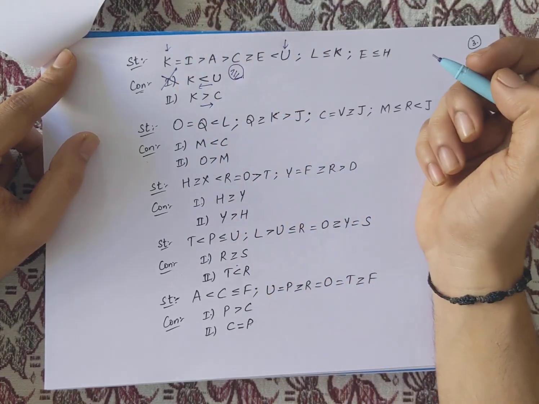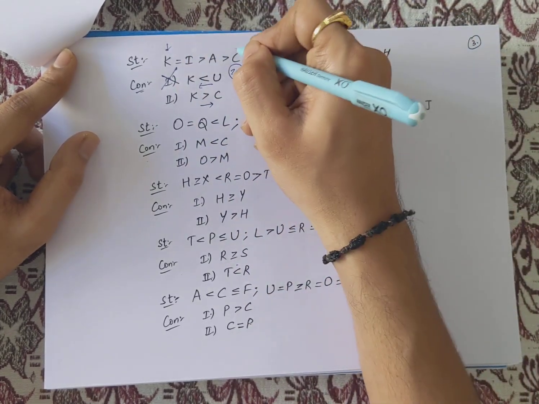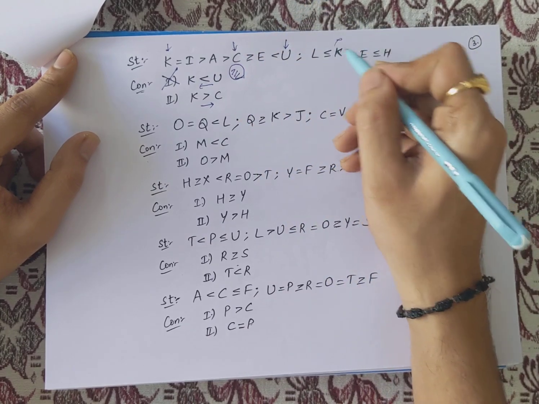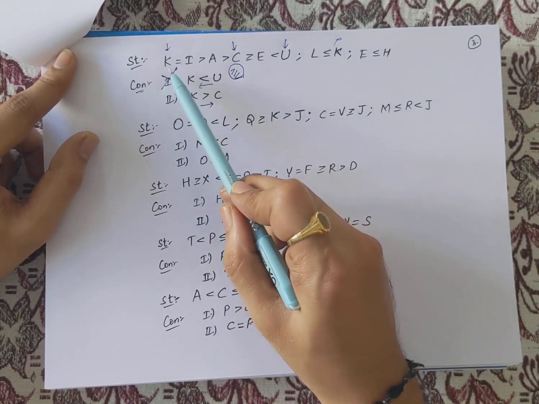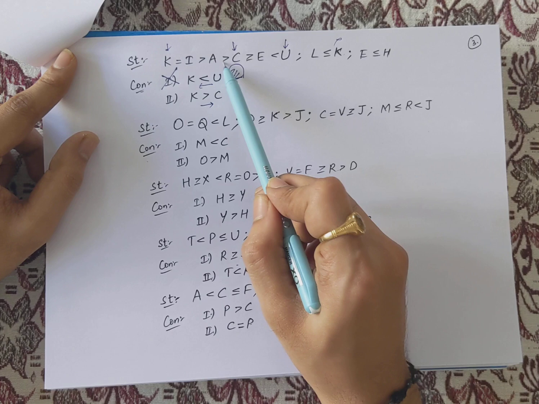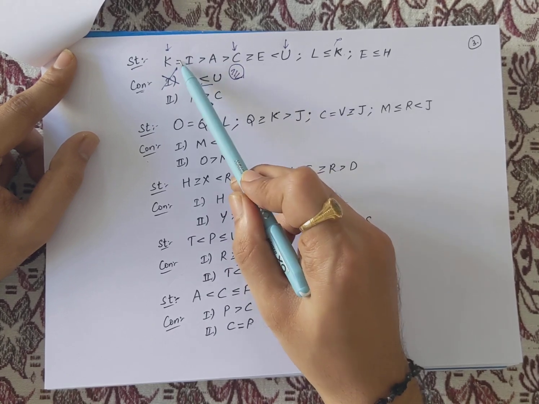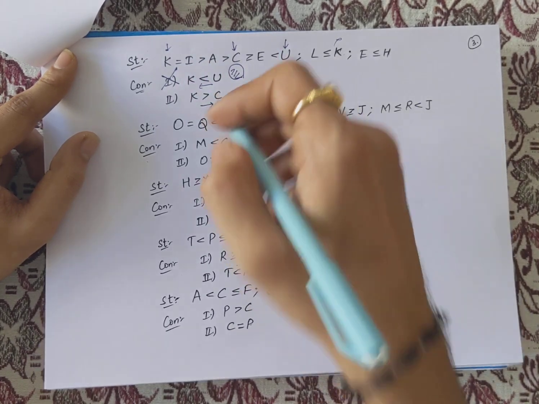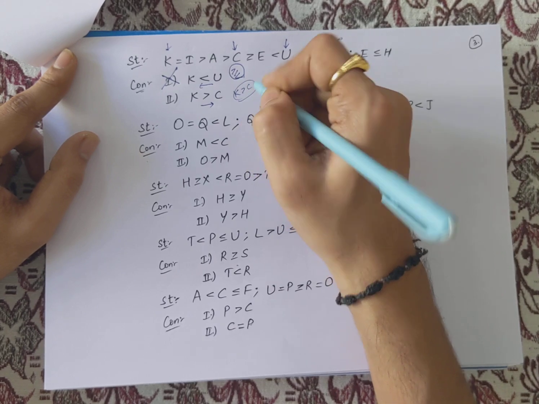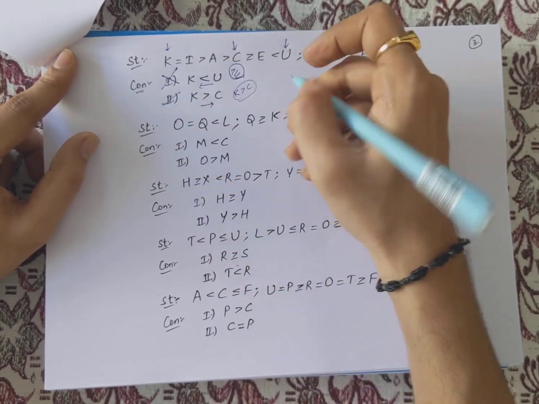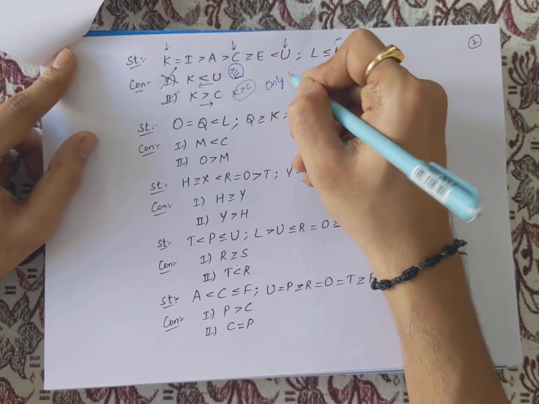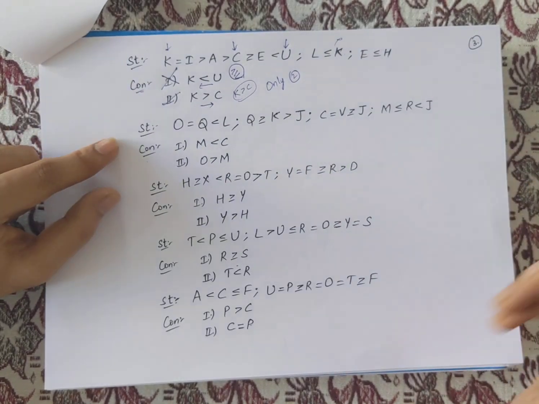From K we need to move to C. So K is here. K is here as well, but C is here only. So we can ignore this K. K to I to A to C. We can move, and as per the priority of symbols, greater than is your answer, and that is what is given in the conclusion. So this is true. The answer is only 2 follows.